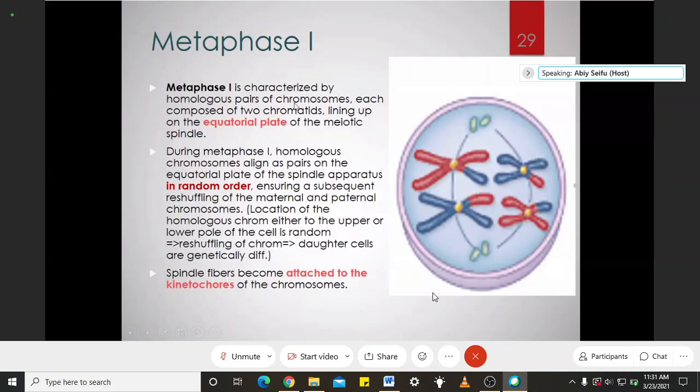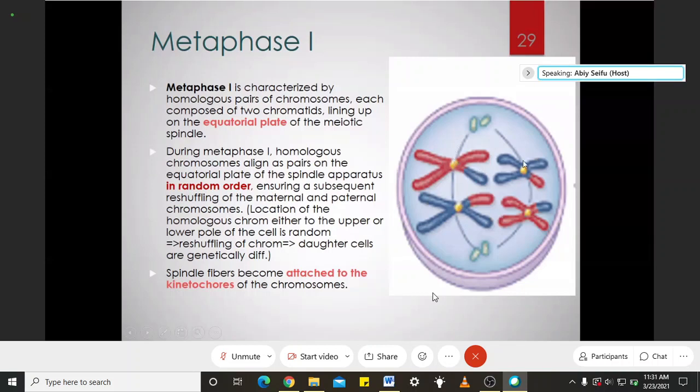In metaphase 1, it is like metaphase of mitosis. The homologous chromosomes will align at the equator of the cell, forming the equatorial plate. In this case, unlike mitosis, it is the homologous chromosomes. Both homologous chromosomes align at the equator side by side.